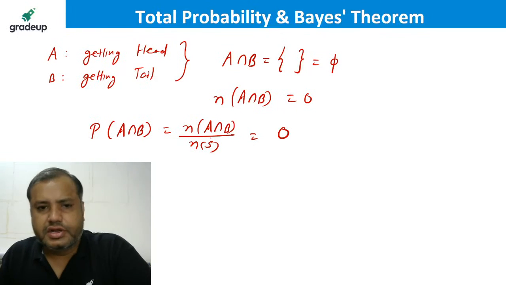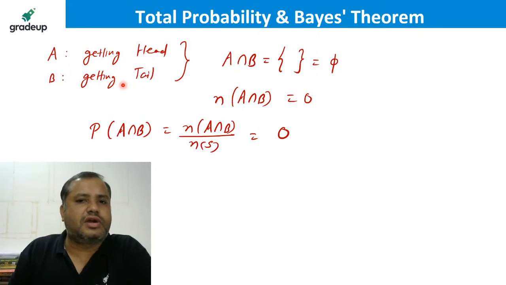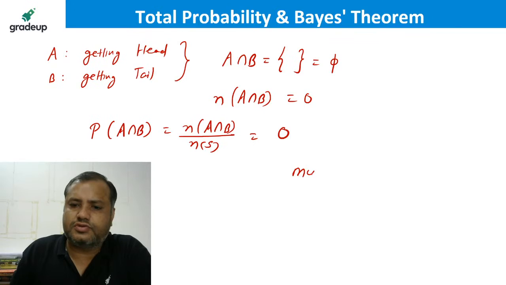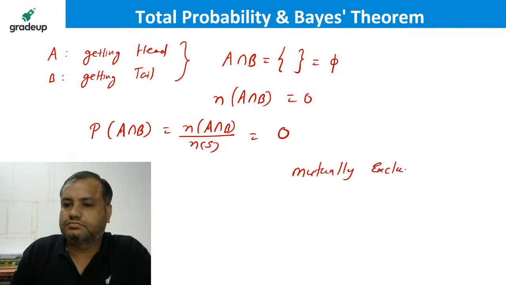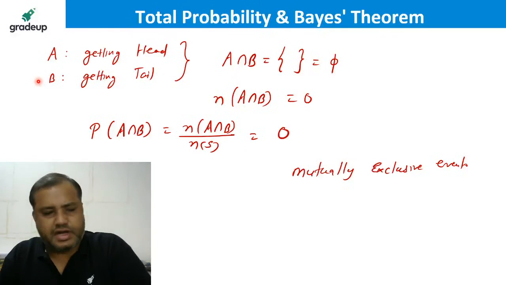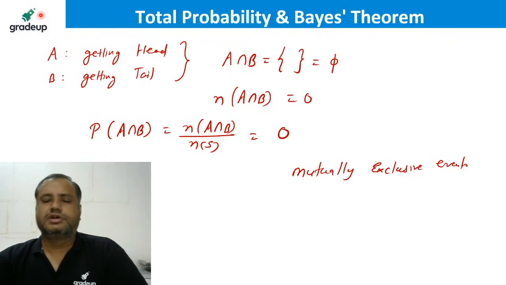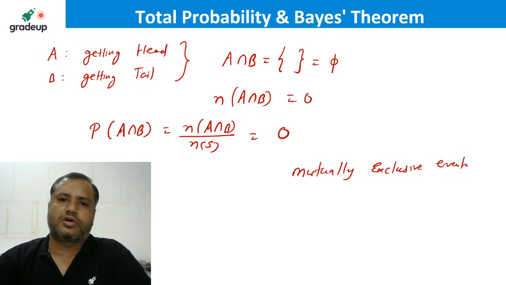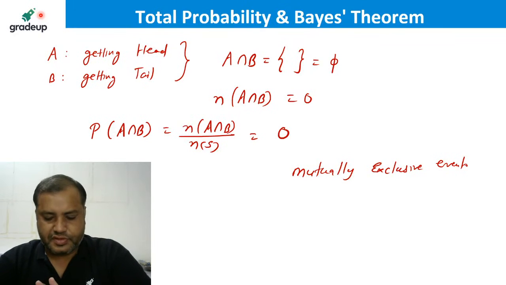Yes. Now such type of events are called mutually exclusive events. What are they? Mutually exclusive events. That is, when one event occurs, the other event will not occur. So when A occurs, B will not occur, and when B occurs, A will not occur. Only one will occur at a time.